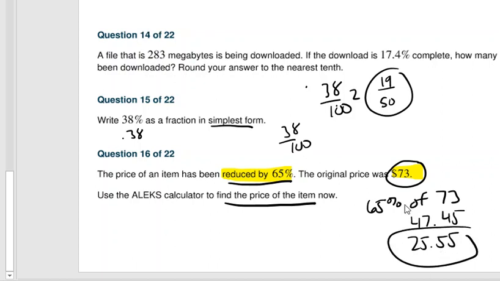$25.55. Now another way that you could think about this is if a price of an item has been reduced by 65%, that means you're going to save 65%, which means you're only going to pay 35%. So you could also do 35% of 73 and you will get 25.55.